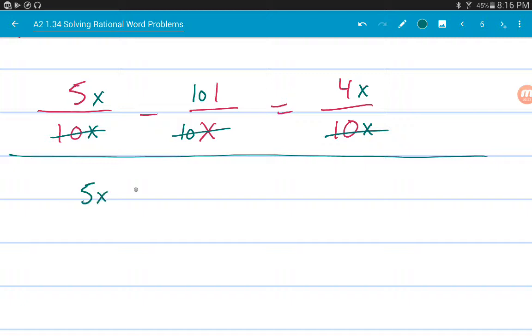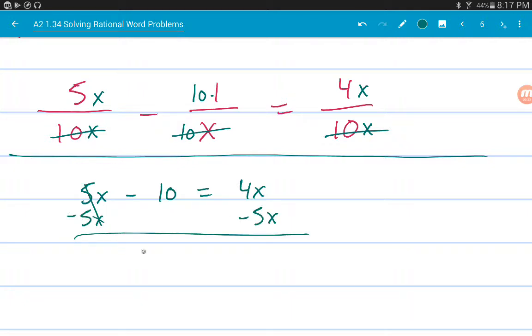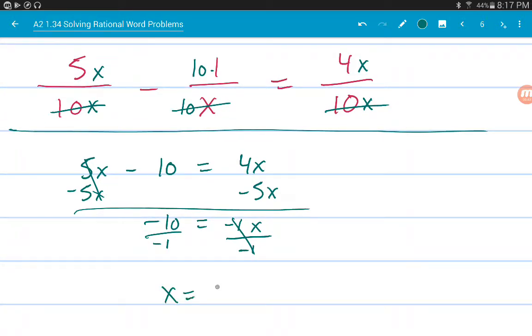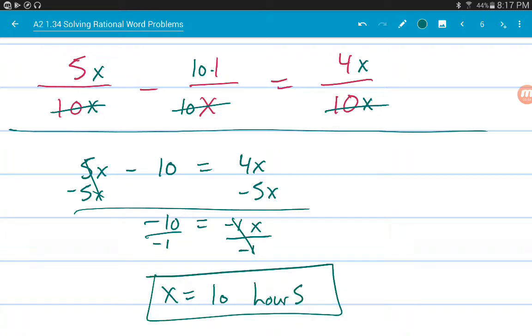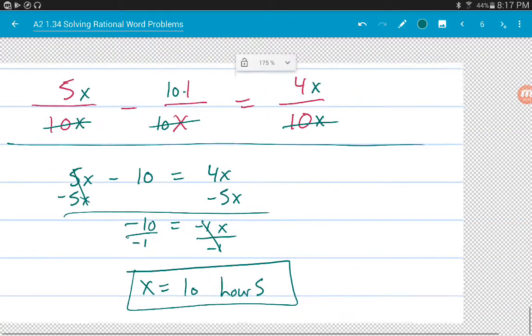What I have left is an easy equation, 5x minus 10 times 1, which is 10, is equal to 4x. I can subtract 5x from both sides. I get that negative 10 is equal to negative 1x. Divide by negative 1 on both sides. And I get that x is equal to 10 hours. So 10 hours is how long the drain would take to empty the tub by itself. It's a pretty long time.